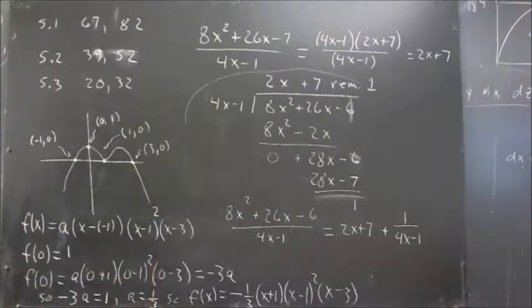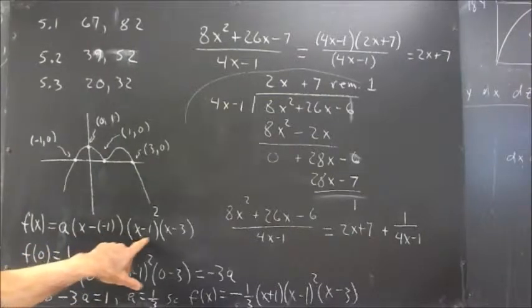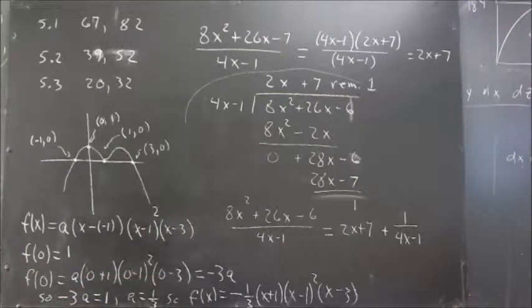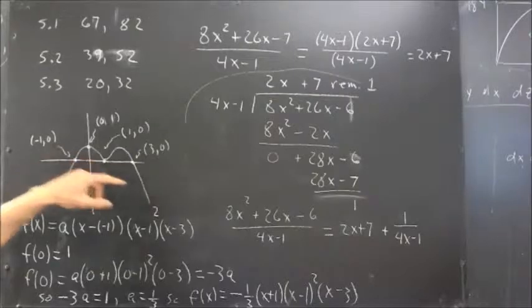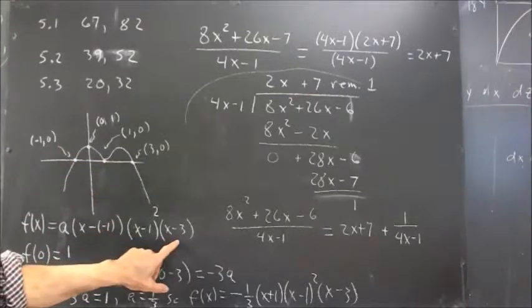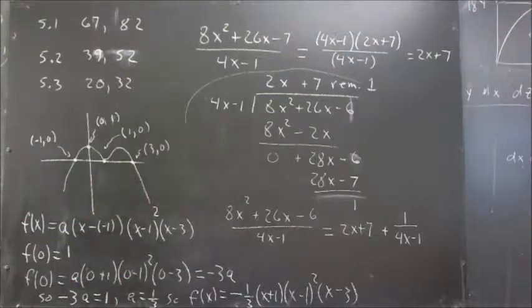Well, let's move over to the approach we used in class. This is directly from class. We conclude that f of x is a times x minus negative 1, of course that's x plus 1, times x minus 1 squared times x minus 3. From the fact that the graph goes linearly through this 0 and this 0, we expect these are first powers, and acts like a parabola here, we expect this is a second power. We have the fact that f of 0 equals 1. It's not negative, it's positive.